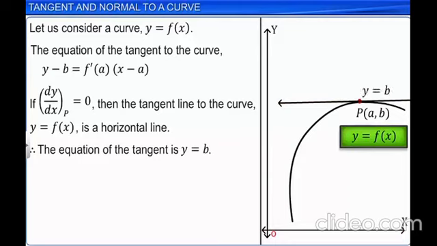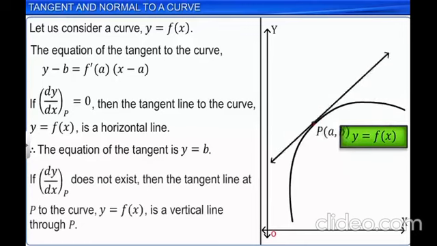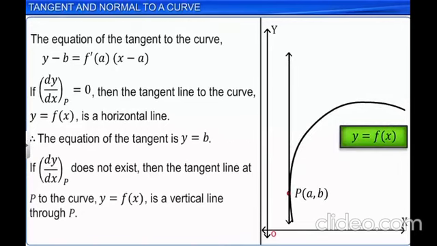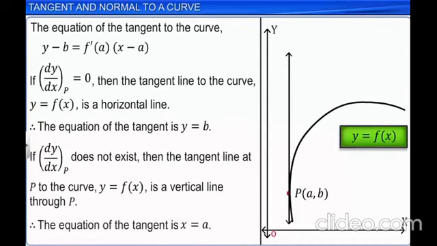If dy/dx at P does not exist, then the tangent line at P to the curve is a vertical line through P. In this case, the tangent line is perpendicular to the x-axis. Hence the equation of the tangent line is x = a.